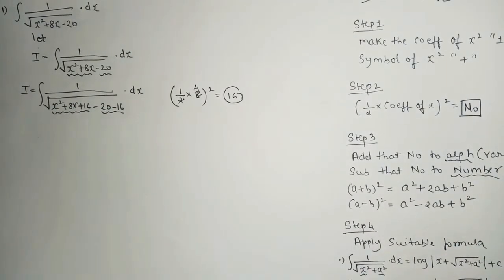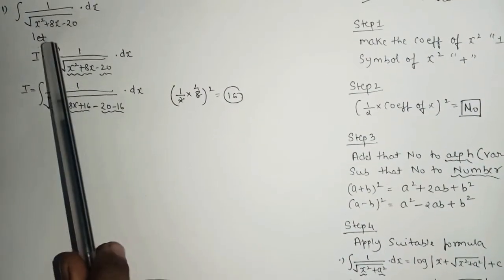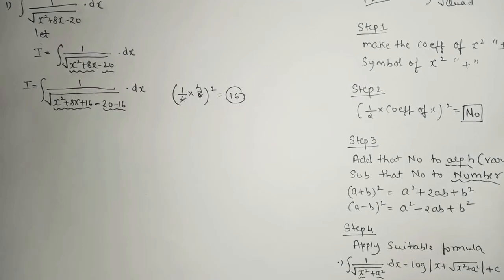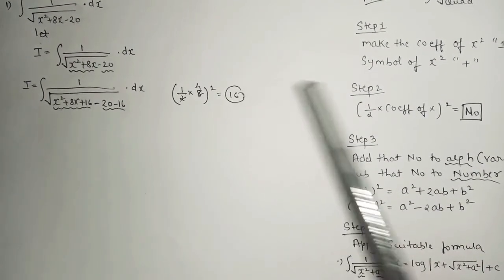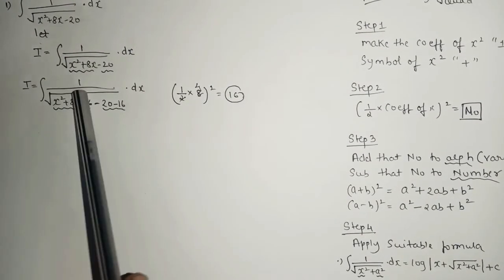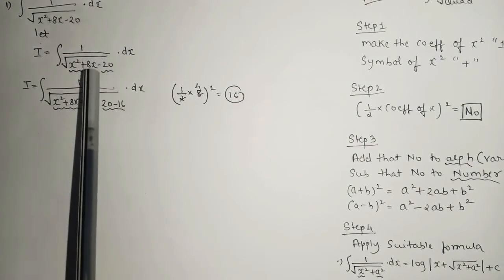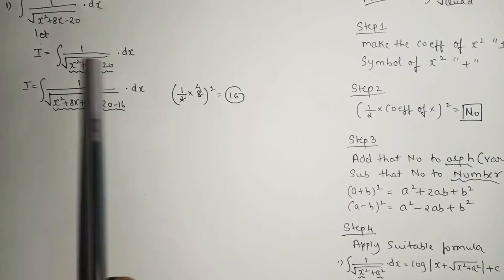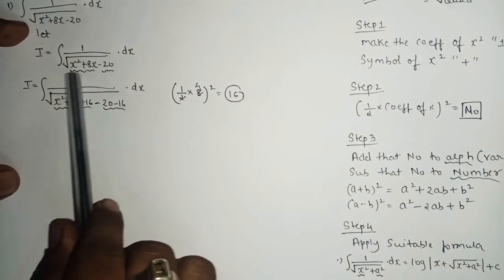I hope you all understood step number 1, 2 and 3. What is step number 1? Make the coefficient of x square 1. Already it was 1 and the symbol was positive. What is step number 2? Apply the third term formula, where you will get one number. So here we got 16. You will add that number to alphabet. Just in the previous step make the pair like this, so you will come to know that we have to add that number to alphabet and subtract that number to number. It is not compulsory that you have to make this pair like this.